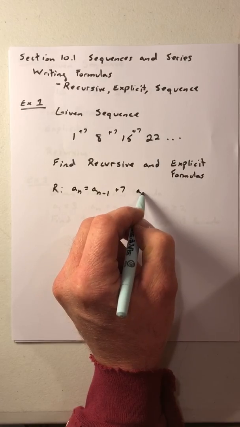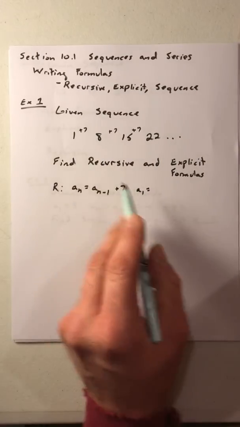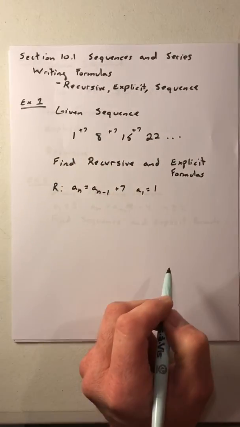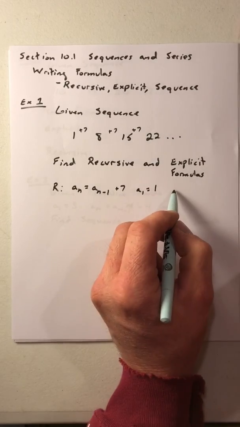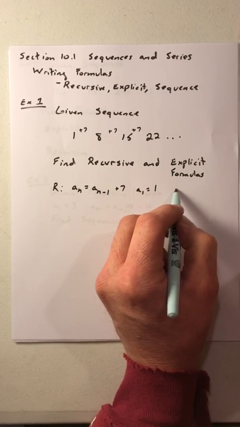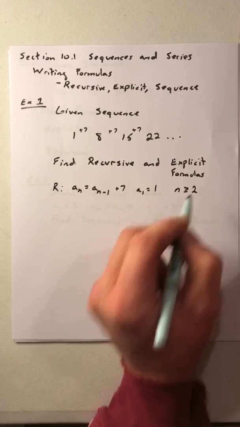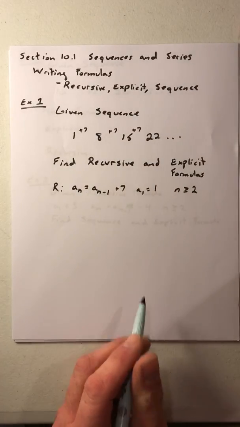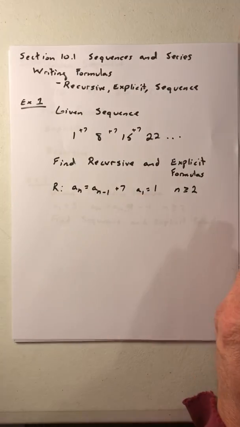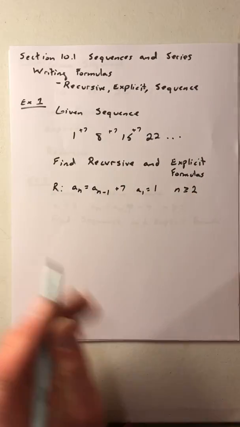We also have to tell us where we start. Our first term in this case was 1. And we're also going to put the restrictions on it that n has to be greater than or equal to 2. This simply tells us that we're always going forwards. We're not going to be able to go backwards.